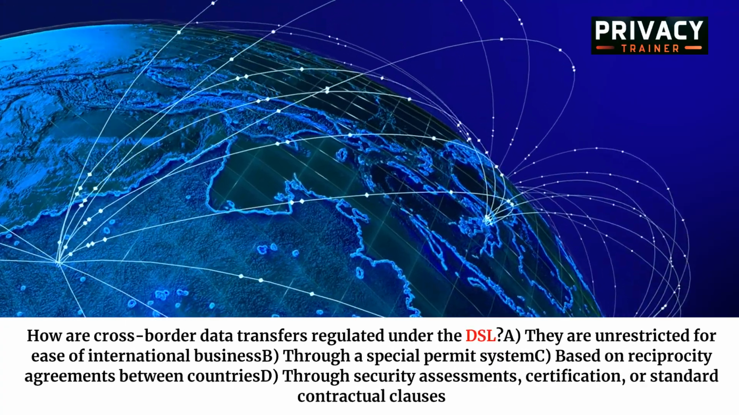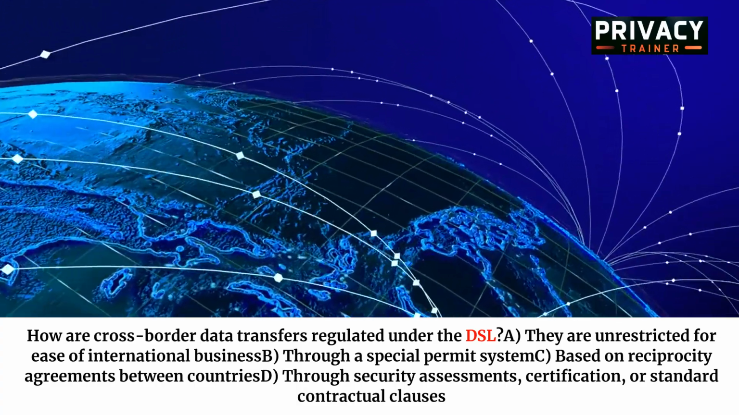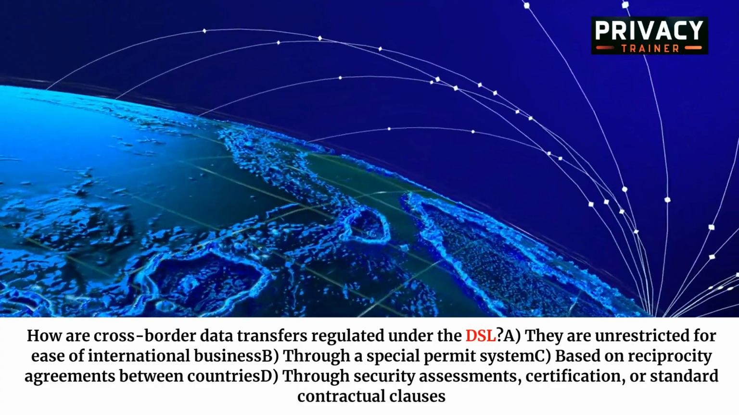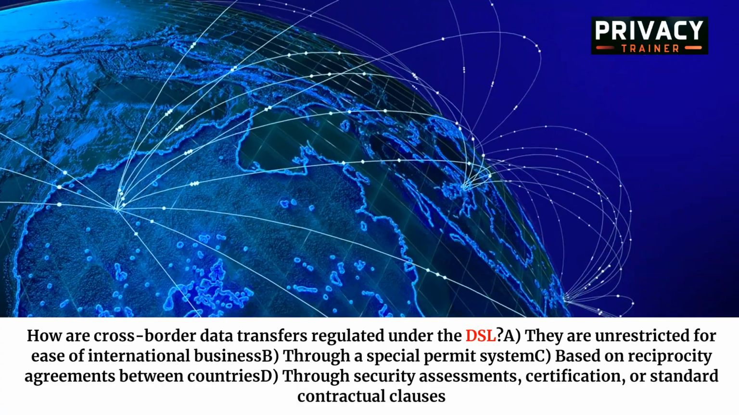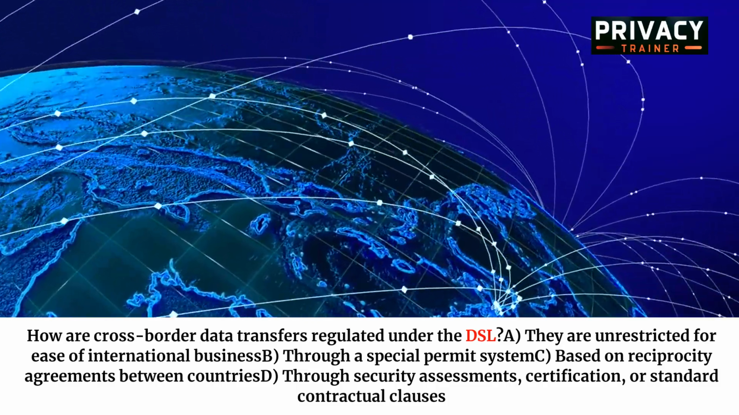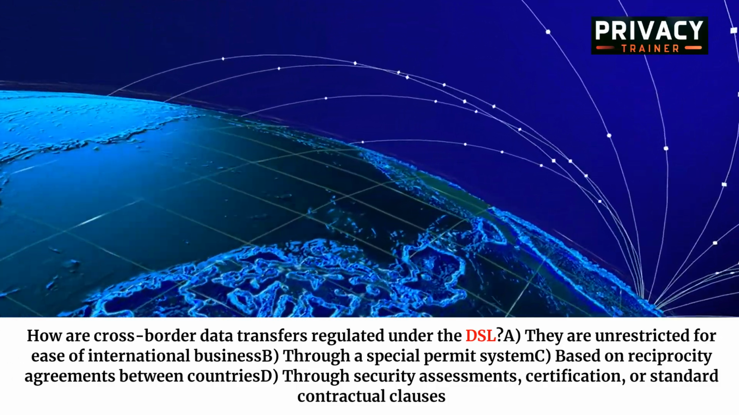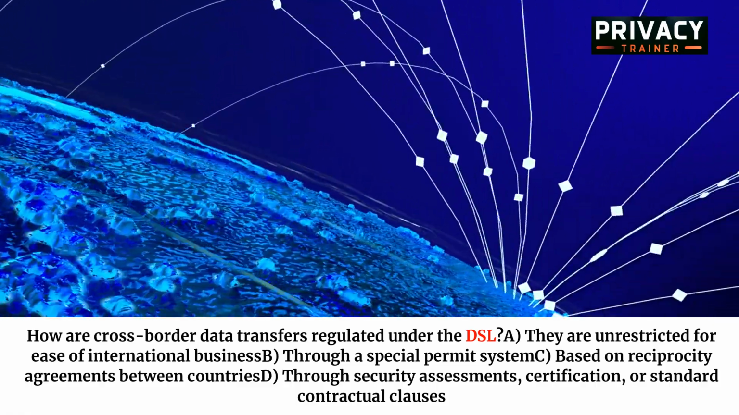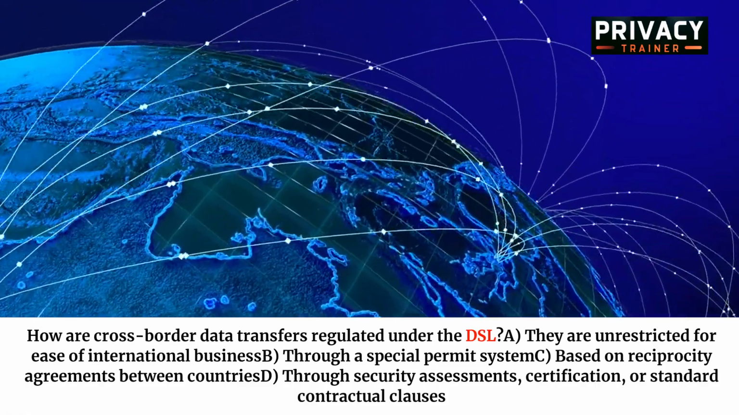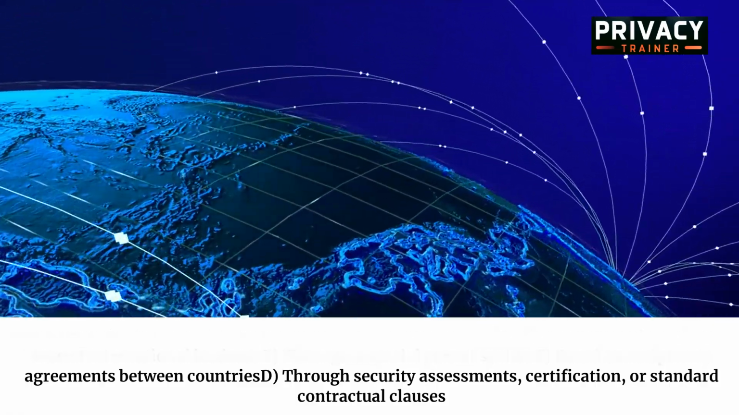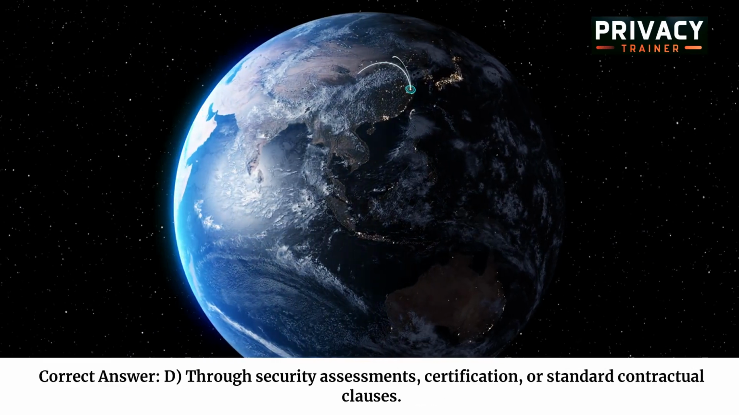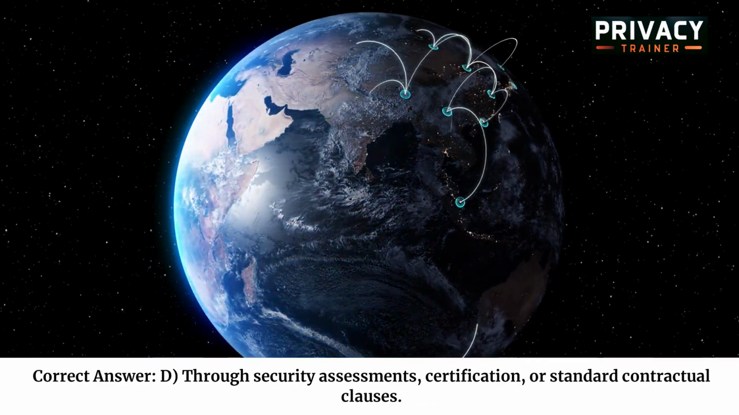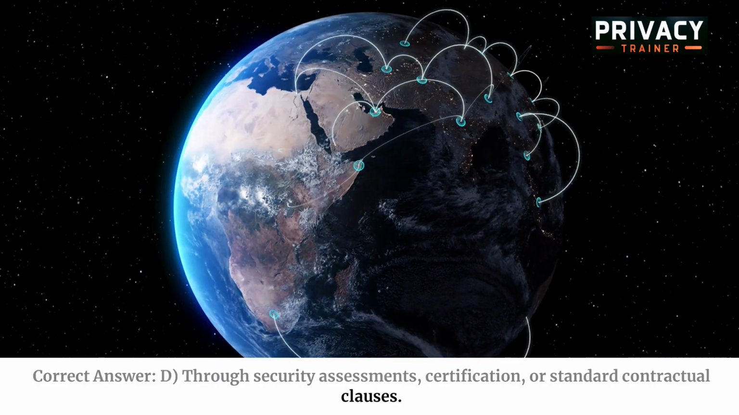How are cross-border data transfers regulated under the DSL? A. They are unrestricted for ease of international business. B. Through a special permit system. C. Based on reciprocity agreements between countries. D. Through security assessments, certification or standard contractual clauses. Correct answer, D. Through security assessments, certification or standard contractual clauses.